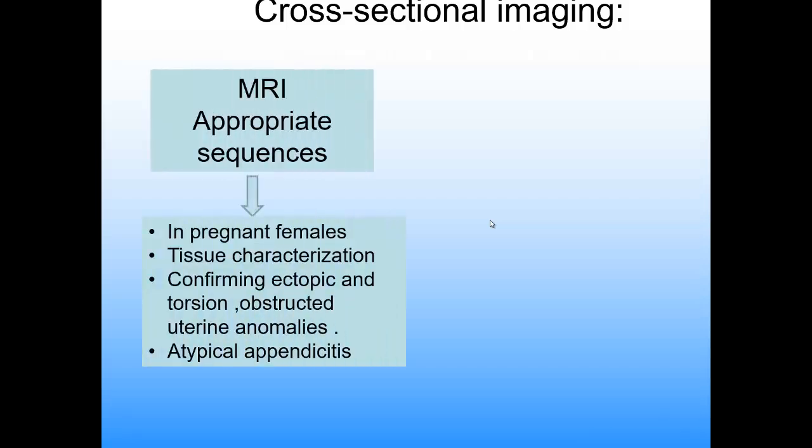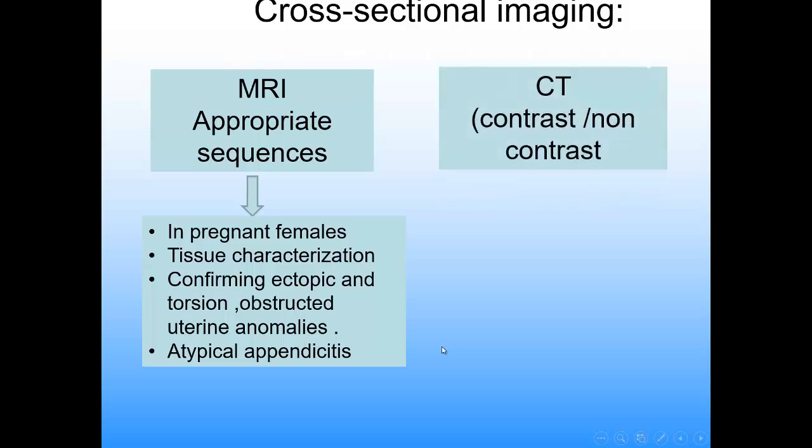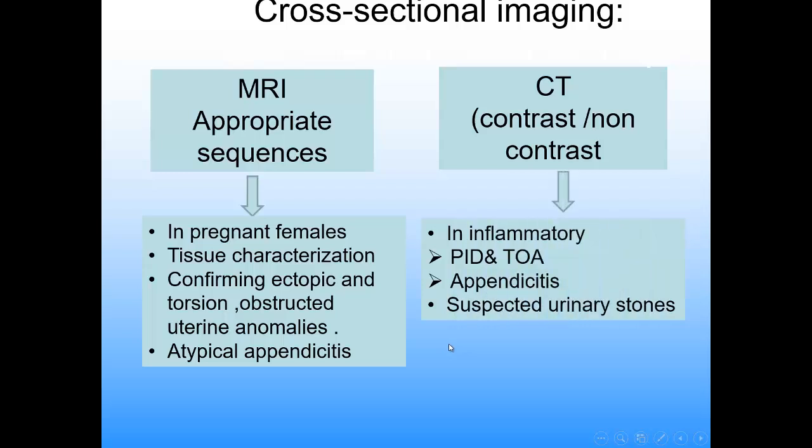MRI with appropriate sequences in pregnant females for tissue characterization, confirming ectopic and torsion, and obstructed uterine anomaly in young females, atypical appendicitis. This is very important. CT, contrast or non-contrast. Non-contrast, of course, we use in the urinary causes. Contrast in inflammatory causes, PID, tubo-ovarian abscess, appendicitis, and suspected urinary stones.